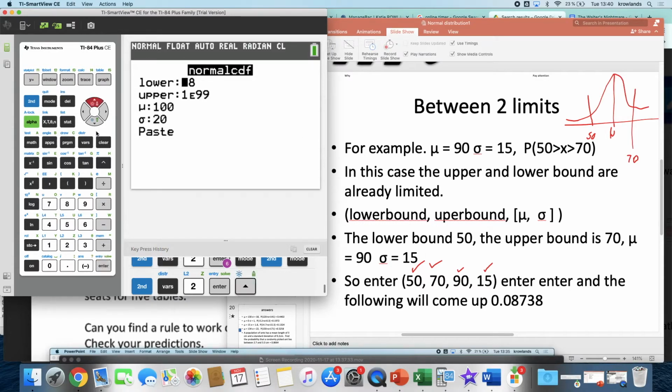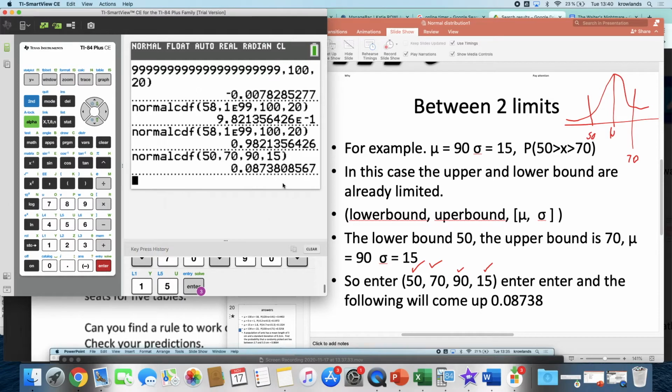Lower bound. That's going to be 50. Upper bound, 70. The next one is going to be 90 and 15. Enter, enter, enter. There is our answer, 0.087. Because this is a small range, our answer is also going to be quite small based on the standard deviation being larger or significantly larger than the range we are evaluating.